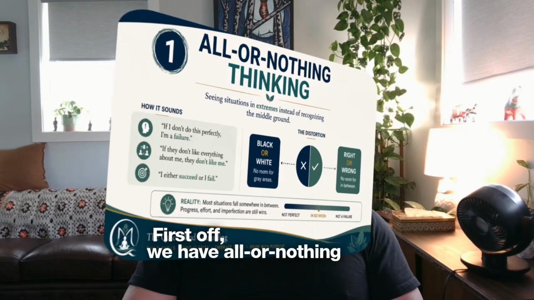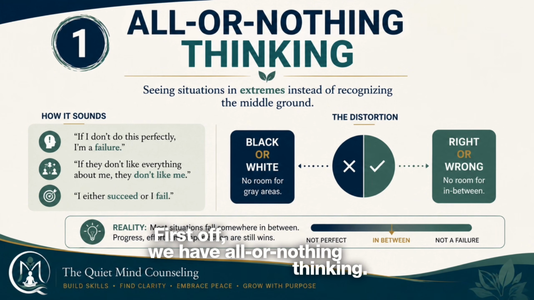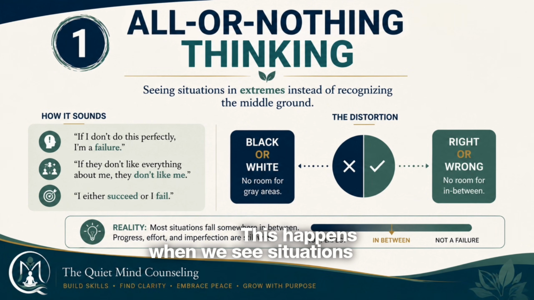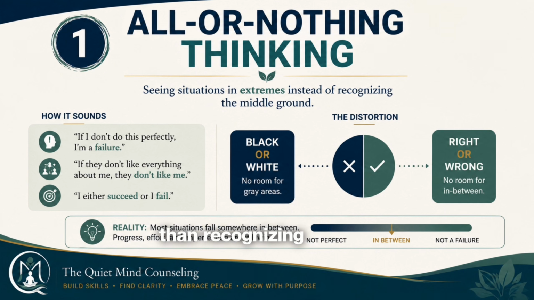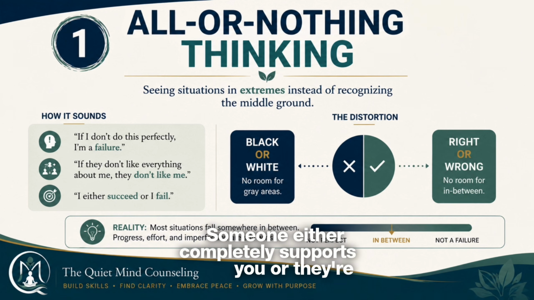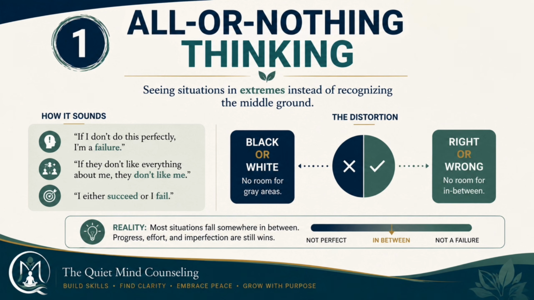First off, we have all or nothing thinking. This happens when we see situations in extremes rather than recognizing the middle ground. You're either successful or a failure. Someone either completely supports you or they're against you. You either did something perfectly or you completely failed. Real life usually contains a lot more gray than that.